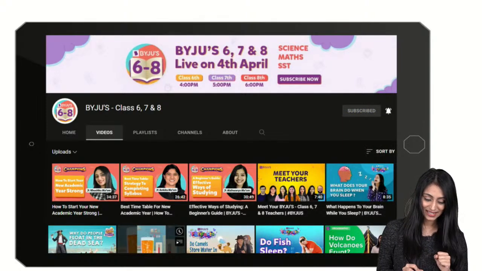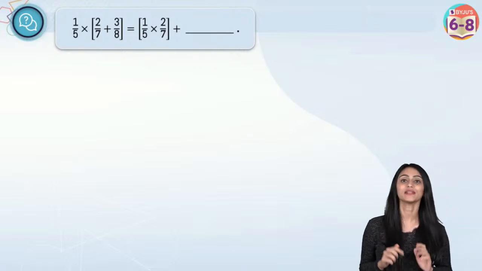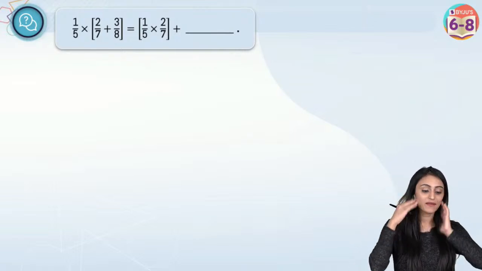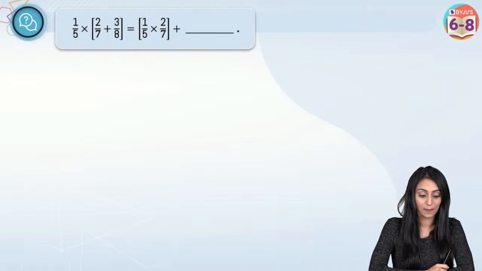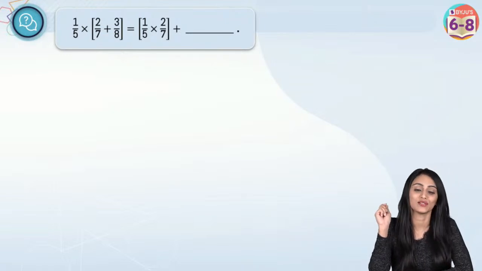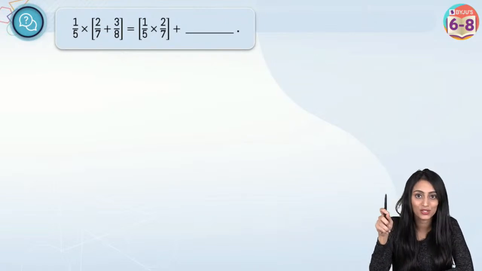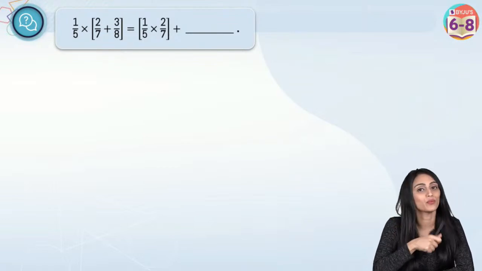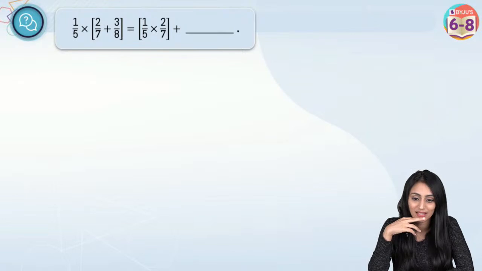So let's move ahead and let's get started with the questions. So here is the first question. 1 by 5 times 2 by 7 plus 3 by 8 is equal to 1 by 5 times 2 by 7 plus dash. So I'm not going to solve this question. We have done concept sessions, right? We have practiced a few questions also. So first I want answers from you and then I'll reveal the answer.